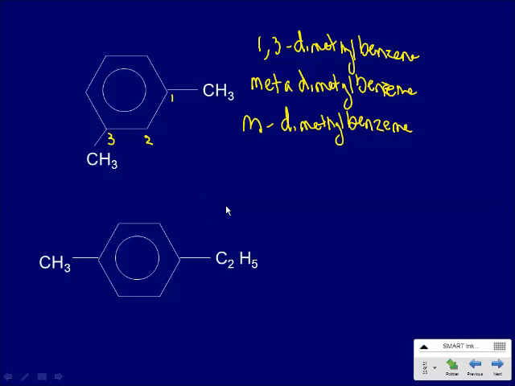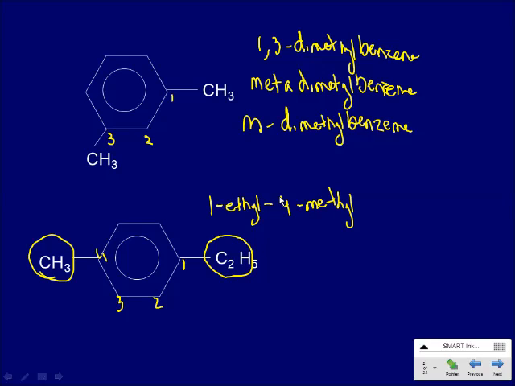Anyway, so this guy is 1, 2, 3, 4. So when they're in the 1,4 position. Now this, notice I've changed the branches just to show you what happens when the branches change. This is an ethyl, right? And this is a methyl. So again, we've got to put the ethyl first, and it gets the 1. So we've got 1-ethyl-4-methylbenzene.